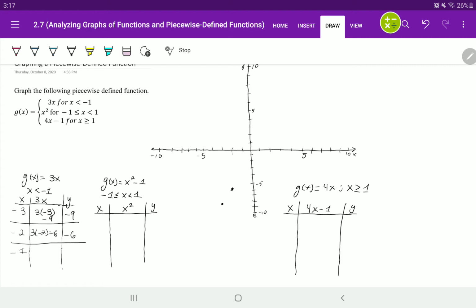Now, although we know -1 cannot be less than -1, we're going to do it anyway by plugging in -1 into this function. So 3 times -1 is equal to -3. But because we know -1 cannot be less than -1, this is going to be an open circle. So we're going to put an open circle at -1, -3.